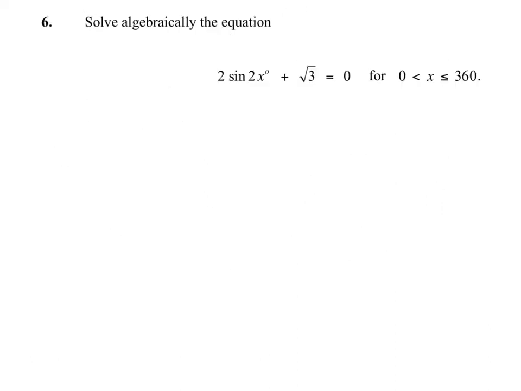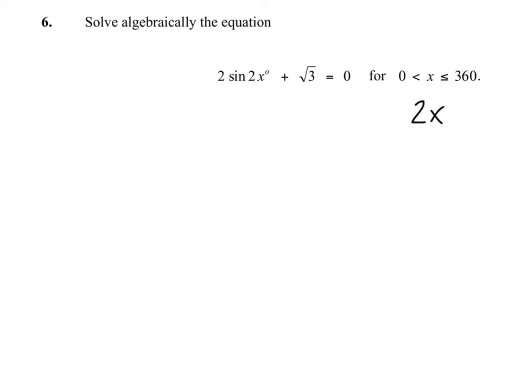Question number 6. Solve algebraically the equation 2 sine 2x plus root 3 equals 0. And we're told that our solutions x have to lie between 0 and 360 degrees. The first thing we should notice is it's actually 2x in here. So that means we'll have to rewrite our interval for our solutions.